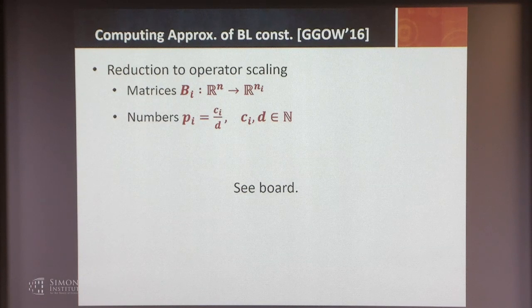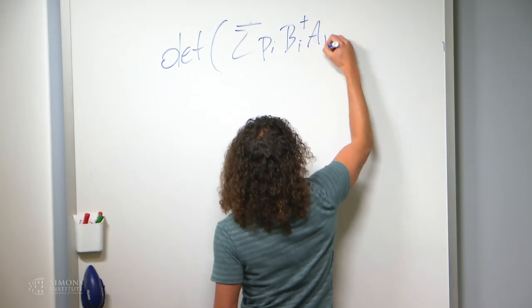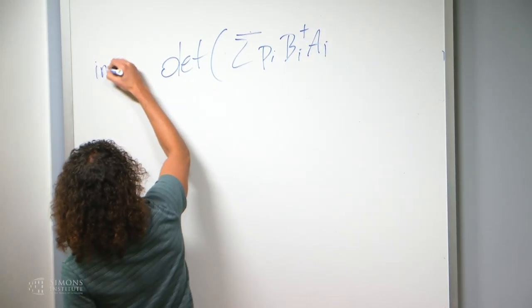And the intuition for the proof is the same as how you reduced matrix scaling to operator scaling, okay? Matrix scaling is an operator scaling procedure because we came up with these operators, right? With the matrices A_i. So how do we come up with these matrices A_i now? Well, remember, we have these B_i, and if I put the Brascamp-Lieb in a more capacity way, I have the sum of p_i, and then I have this B_i transpose A_i, right? And I have my infimum over all these matrices.